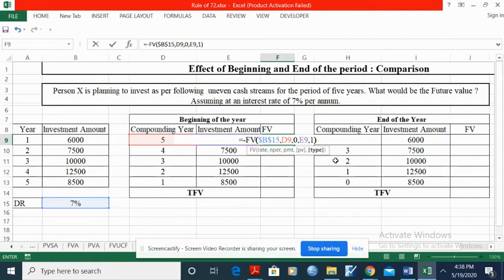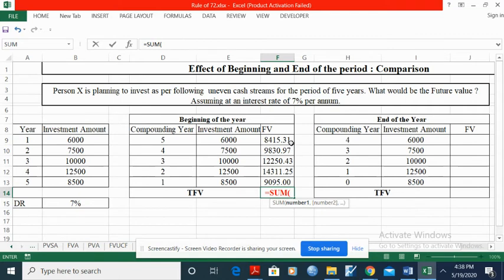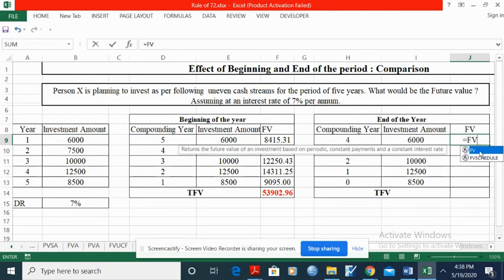That is the only difference here between these two. Compounding years as well as choosing the number of periods plays a very important role. So enter, 8,451, right? You can select here, take the sum value, total value 53,902.